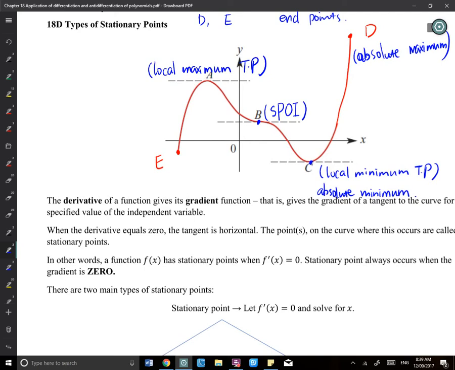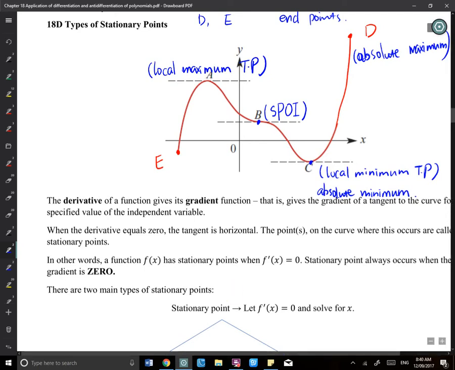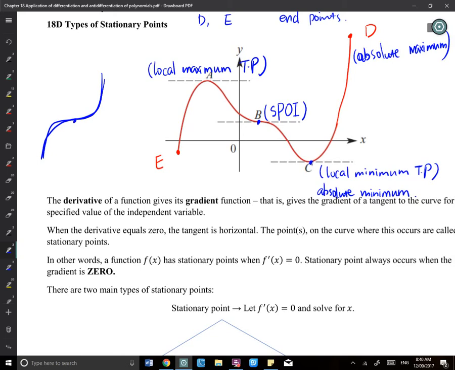We learn types of stationary points. How many types of stationary points do we have? We have 3 types: local maximum, local minimum, and stationary point of inflection. This stationary point of inflection is a decreasing one, but we can also have an increasing stationary point of inflection like that. That is a stationary point of inflection as well.